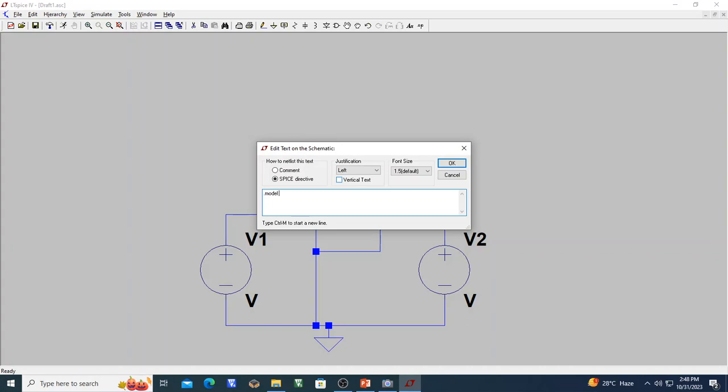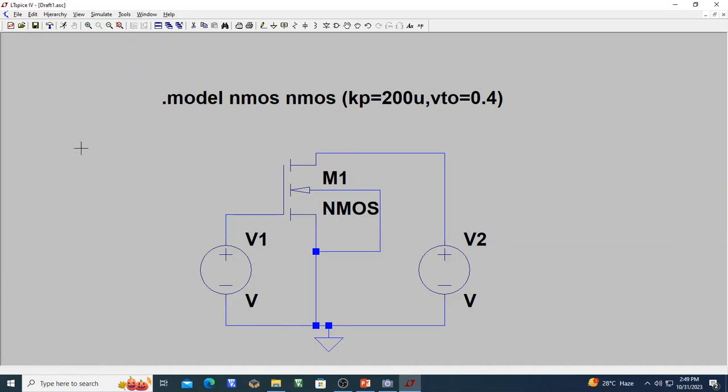model, give a space, say it as NMOS, say it as one more NMOS, open the parenthesis, close the parenthesis. Within the parenthesis you write KP equal to 200U, that is 200 micro. Because there is no mu possible, simply type it as U, small u or capital U, doesn't matter. And VTO, put a comma there, VTO is equal to 0.4. So these are the two parameters that you specified for the model, where KP is 200U and VTO is 0.4.